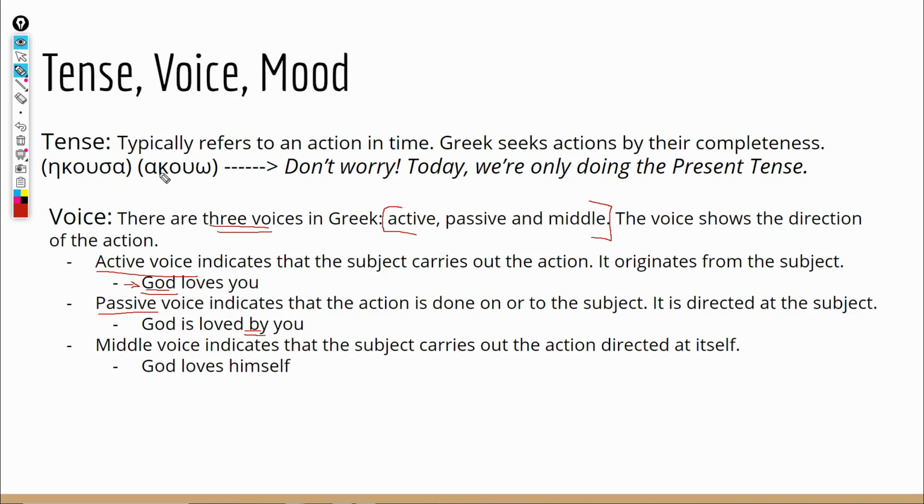So for instance, akuo, again, I know from my training that if we were to split off the stem from the ending, I know that this O indicates an active voice, right? So that's why you would translate that as I am hearing, or I hear. The subject is doing the action.